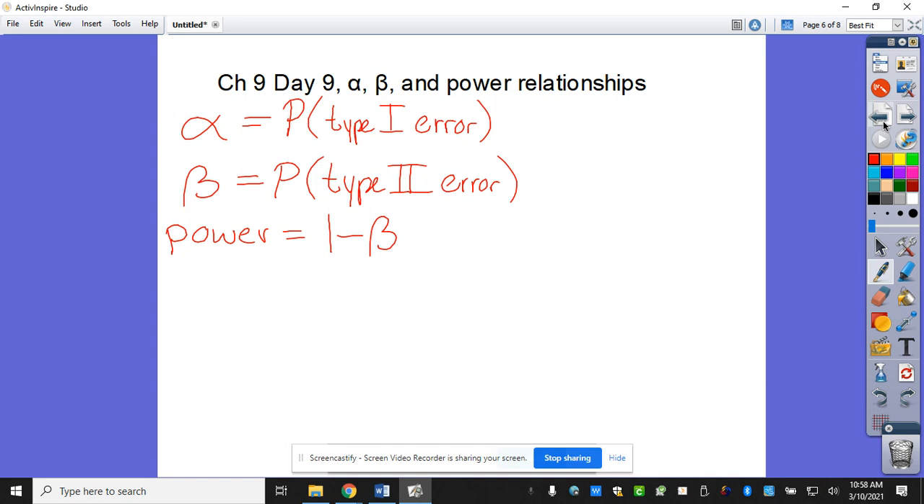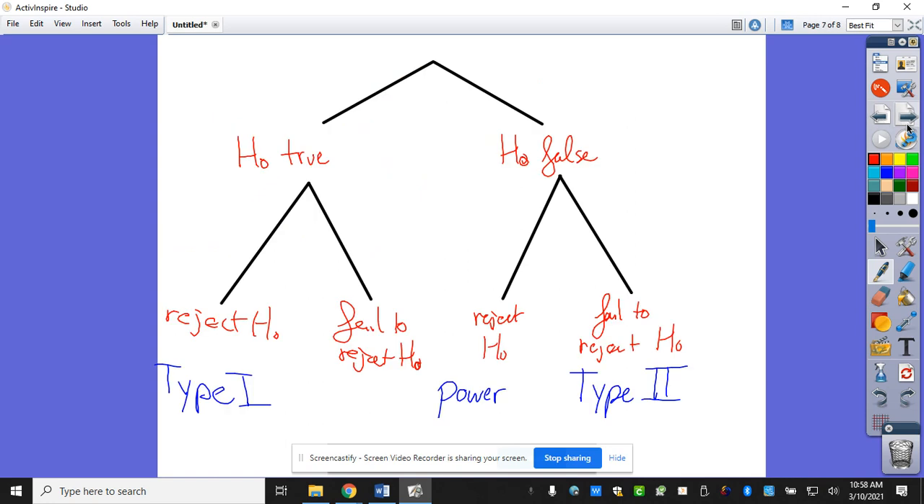So if I want to increase power, this is the part that I'm really making a big deal about today. It's not only those names, but like I could ask you a question on the test that says like if I want to increase this, what would happen? So it's like the direction relationship there, but I'm going to talk through it first. If I want to increase power, what do I have to decrease? Beta, with type 2 error.